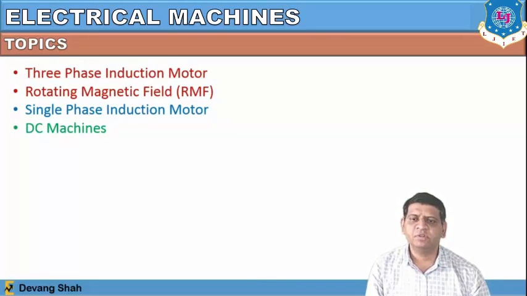Now we'll start with the new chapter that we define as electrical machines. Now in electrical machines, these following topics we are going to learn. One of the topics is called three-phase induction motor. So today we are going to cover three-phase induction motor. Then we will discuss rotating magnetic field, RMF. It is also a part of the three-phase induction motor. Then single-phase induction motor, DC machines and generators.